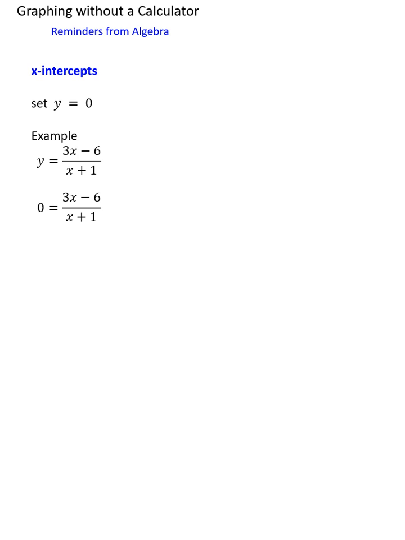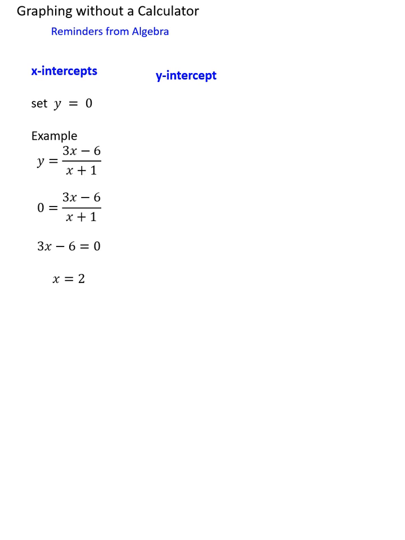Notice the bottom equation here says fraction equals 0. A fraction can only equal 0 when the top is 0. So we can see here that x equals 2 would be an x-intercept, and in fact the only x-intercept to this function.